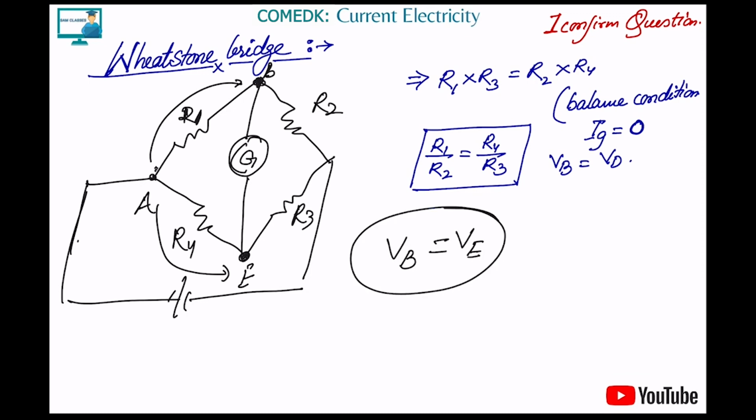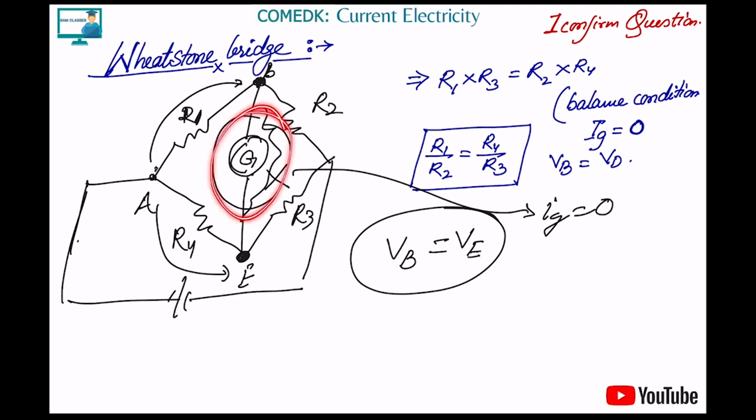Now imagine if the potential here and here is equal, will any current flow in this circuit? No. The current in the galvanometer part will be equal to 0. So when that happens, we say that the Wheatstone bridge is in balanced condition. The current here is nil, no current, because the potential at B and the potential at E is the same.